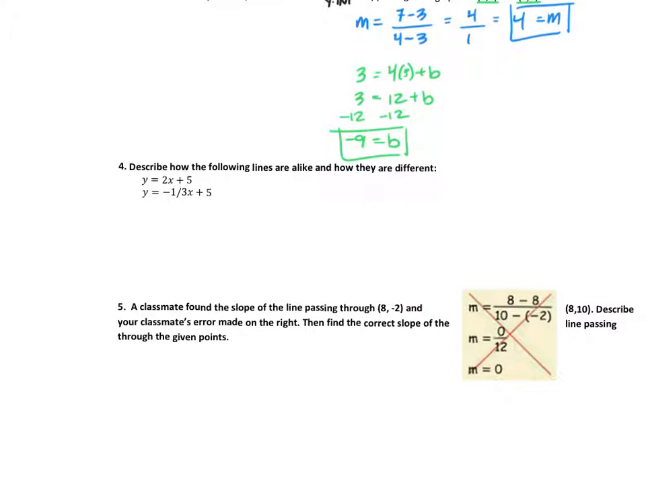Describe how these lines are alike and how they are different. Try and use some vocabulary from class. And then in number 5, a classmate found the slope using 8, negative 2, and 8, 10. Explain why that work is incorrect. And please use full sentences.